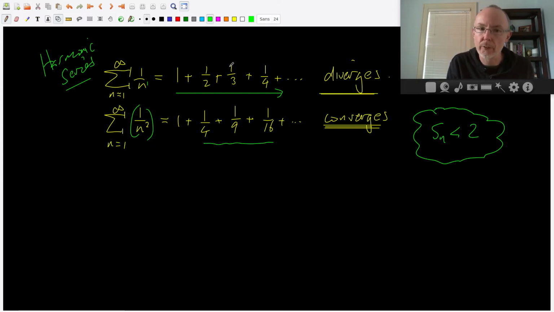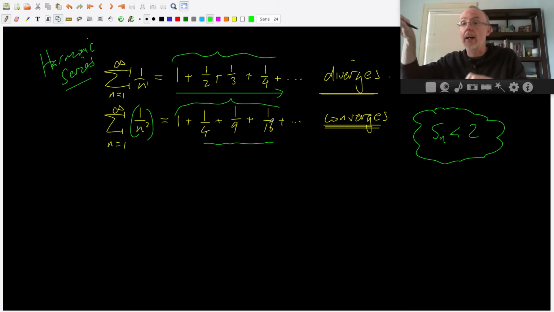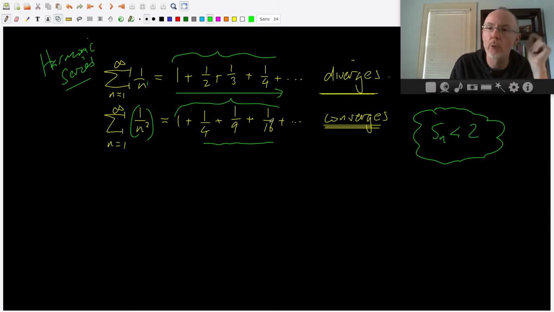It diverges. This first list of numbers, as I keep adding up, just gets larger and larger without end. But this list of numbers, try it, grab a calculator, start adding these. You'll see that it stays below 2. It climbs quickly at the beginning: you've got 1, then you add a quarter, and then a ninth, and then a 16th. But the size of the thing you're adding slows down quickly enough that the series actually converges. And these are two important examples of what's known as p-series.